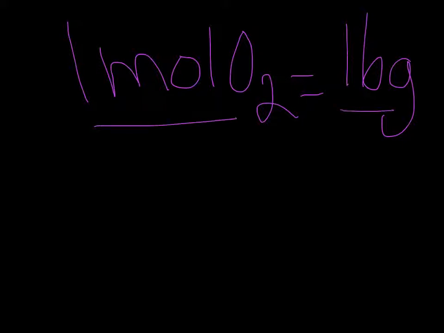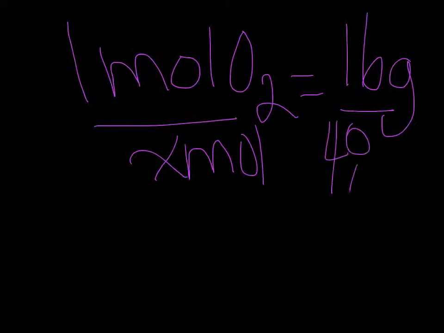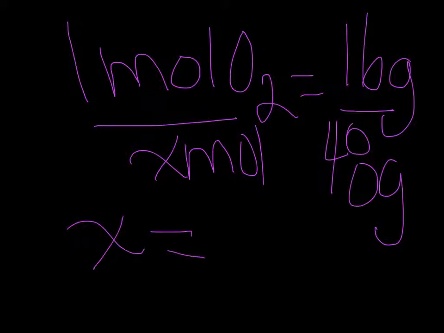We now know that 1 mole of oxygen gas is equal to 16 grams. So how many moles is equal to 48? Simple cross multiplication will give you 1.5 moles.